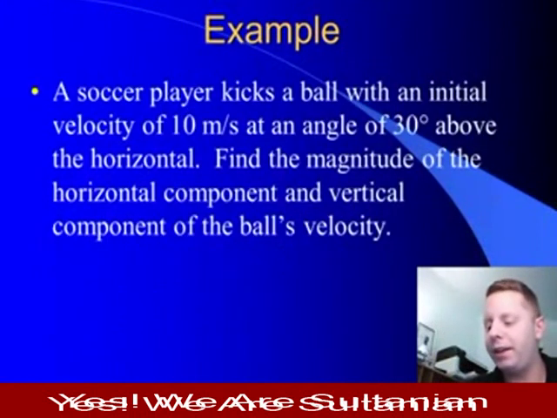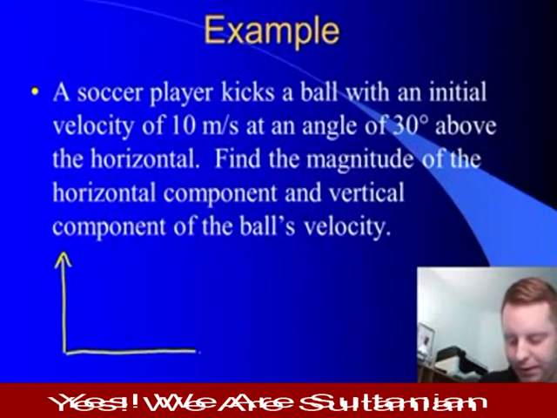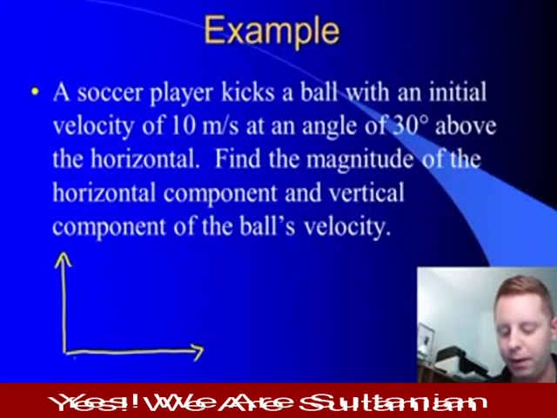If a soccer player kicks a ball with an initial velocity of 10 meters per second at an angle of 30 degrees above the horizontal, find the horizontal and vertical components of the ball's velocity. Well, let's draw our axes here first. There's our y-axis and our x-axis. And the soccer player kicks the ball with an initial velocity, so there's our initial velocity vector.